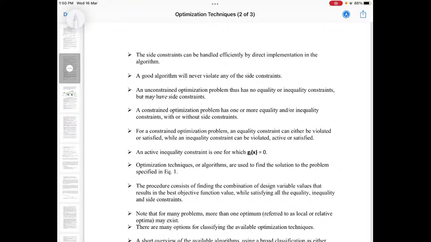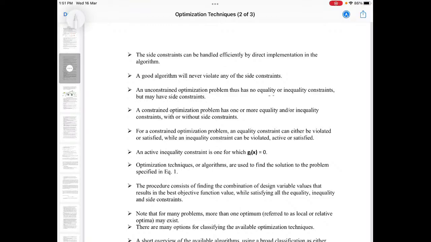An unconstrained optimization problem thus has no equality or inequality constraints but may have side constraints. So there is another condition where we have an unconstrained optimization problem. There are no constraints, and if at all there are no constraints such as equality or inequality constraints, we have side constraints.